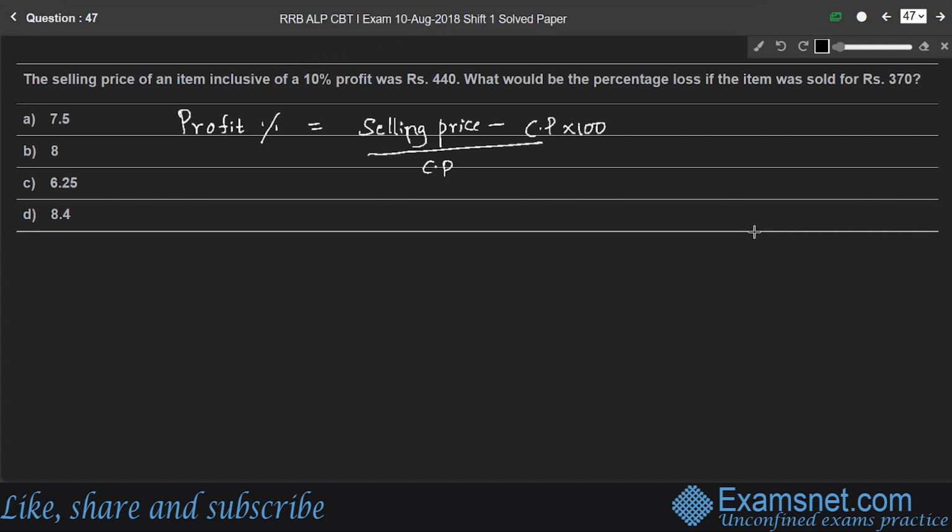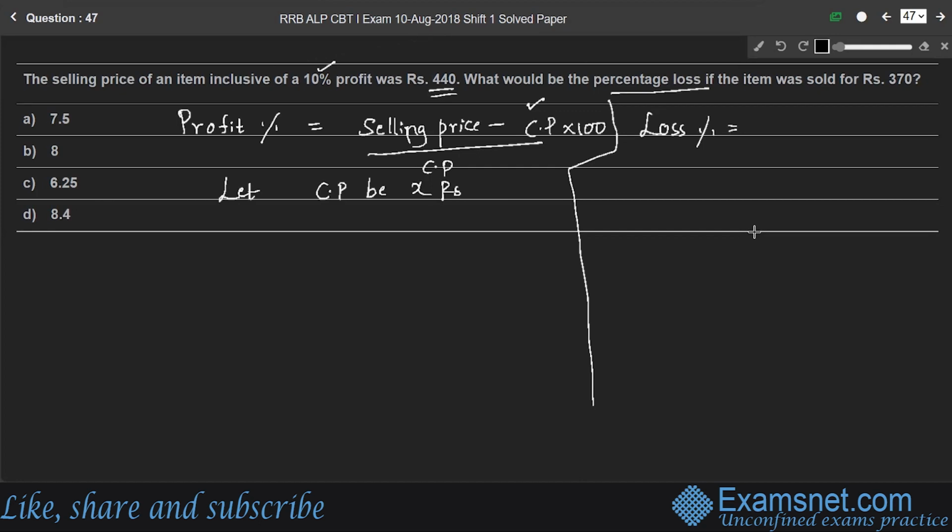Right? So the selling price of an item was 440 rupees, so that there was a profit of 10%. What was the cost price of the item? So it is fixed, right? Cost price we need to find. Let us consider cost price as X rupees. Let cost price be X rupees, right? So using this information, we'll find the cost price first. Then we have to find the loss percentage.